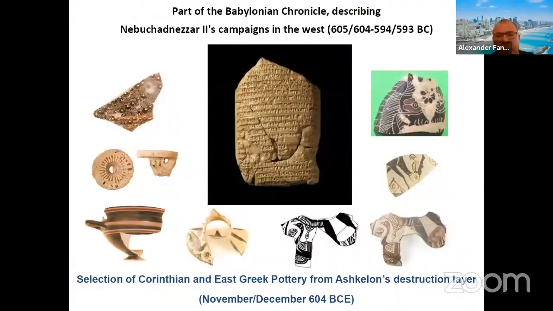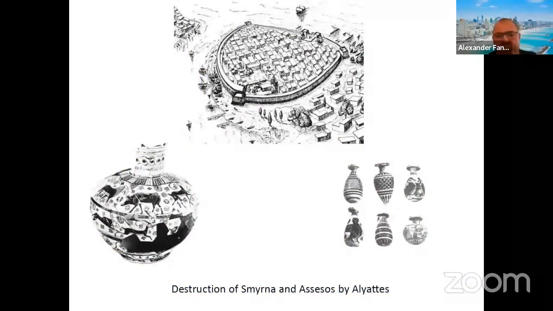Actually, this chronology works pretty well, and the confirmation comes from different parts of the world, in particular from the Levant, from Israel, from destruction layers associated with the Babylonian destruction of Nebuchadnezzar II. So the campaign during which Ashkelon was destroyed in November-December 604. We even know the month. And in the destruction layer, a dozen early Corinthian sherds were discovered. Destruction layers associated with Smyrna and Assesos, again, in this case caused by Alyattes, though, but also from the late 7th century, with early Corinthian pottery inside the destruction layers.